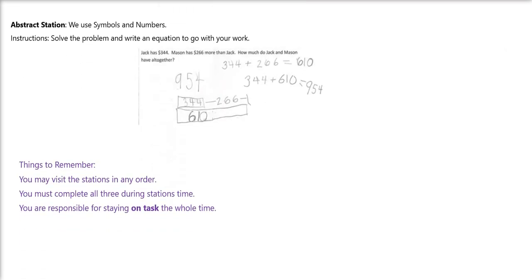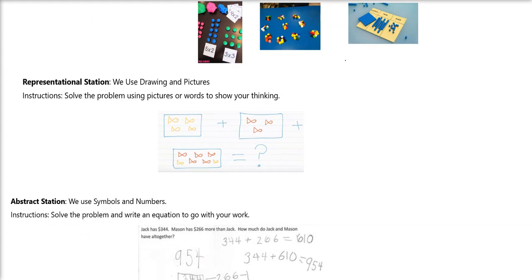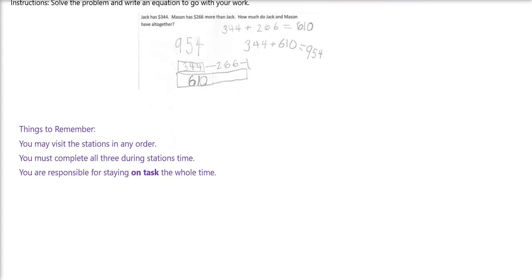Now, some things to remember about the 3 stations: concrete, representational, and abstract. There are 3 things to remember about those. First, you can choose which station you go to first. You can visit the stations in any order. If you get to one station and you need a break from it, you can move to a different station. But you must complete all 3 stations during stations time, and you are responsible for staying on task the whole time.